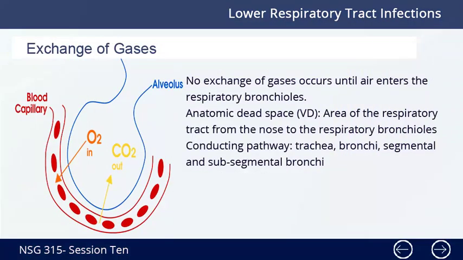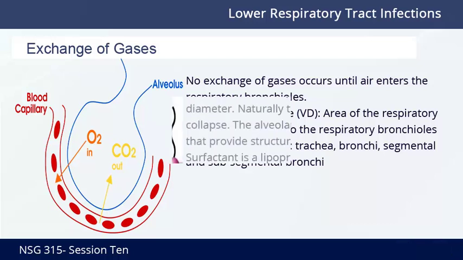Exchange of gases. No exchange of gas occurs until air enters the respiratory bronchioles. Anatomic dead space, that is VD, is the area of the respiratory tract from the nose to the respiratory bronchioles. Conducting pathway: trachea, bronchi, segmental and subsegmental bronchi.